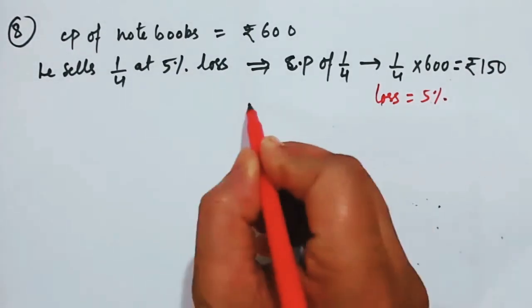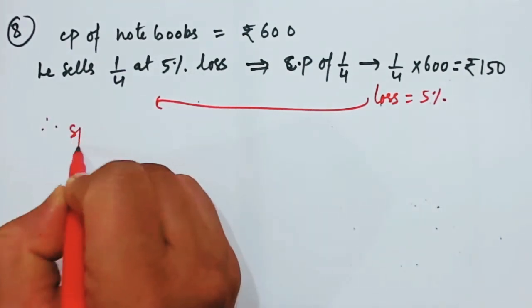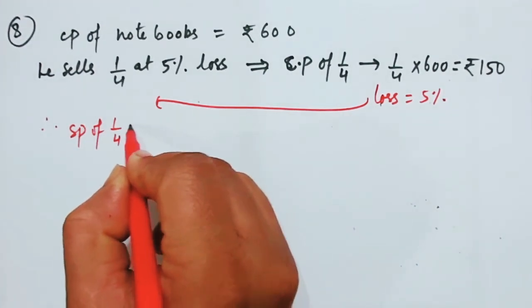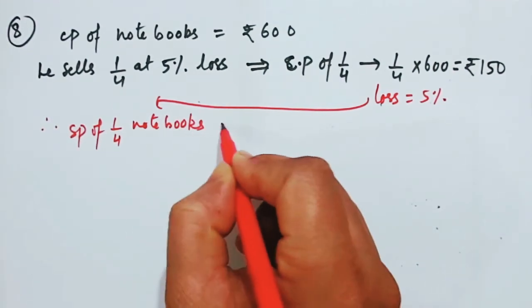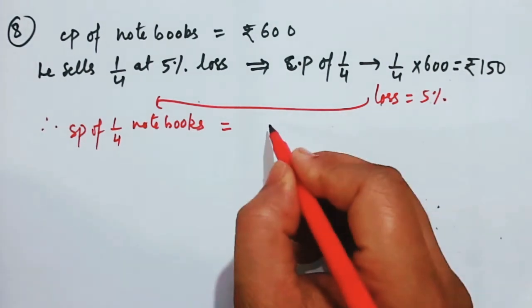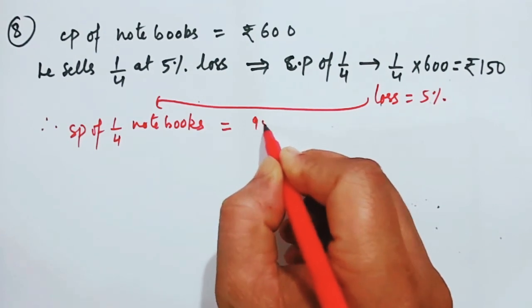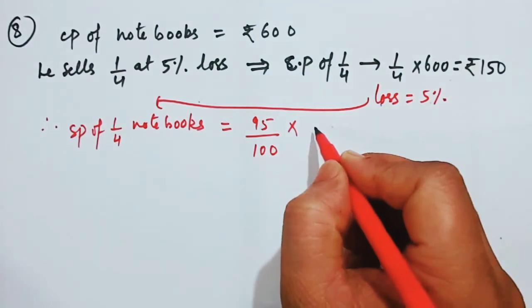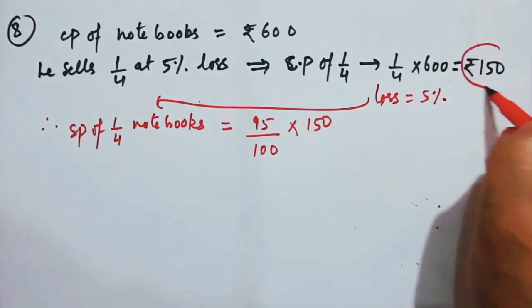Therefore let us come now here. The selling price of 1/4, which they were talking about, 1/4 notebooks, is equal to loss 5%. What is the formula? 100 minus loss percent, that is 95 by 100 into cost price. Cost price is how much? It is 150. We are finding on this particular value.